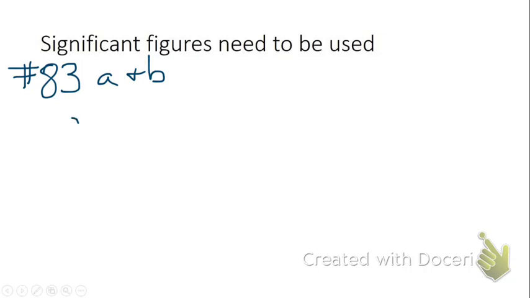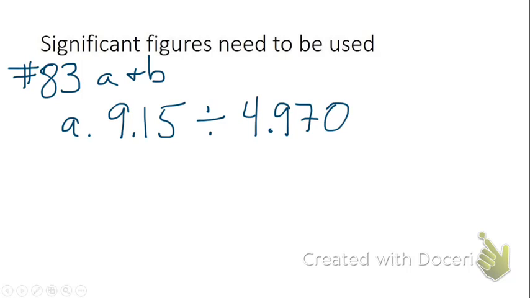So, A, we're given this problem: 9.15 divided by 4.970. The first thing we need to do when we're presented with a problem is to determine how many significant figures are in each of the numbers in the problem. All non-zero numbers are always significant. So this first number, 9.15, all three are non-zero, so we know it has three significant figures.